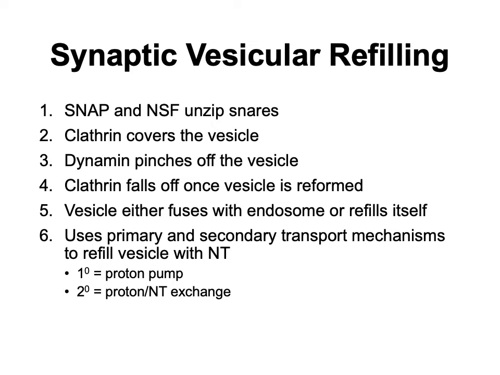And 6, they use primary and secondary transport mechanisms to refill the vesicle, whether it's doing it on itself or in the endosome, using a proton pump first to fill it up with hydrogen ions, and then using a secondary pump to exchange a proton for a neurotransmitter molecule.